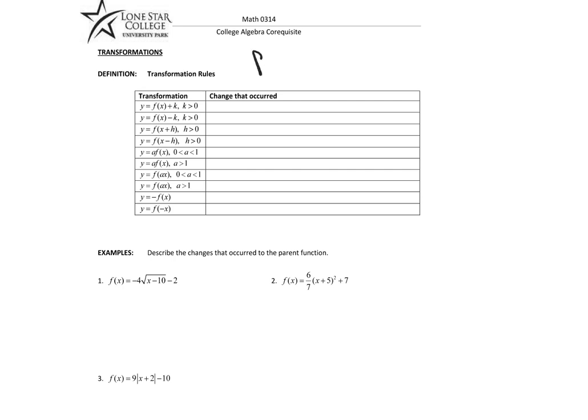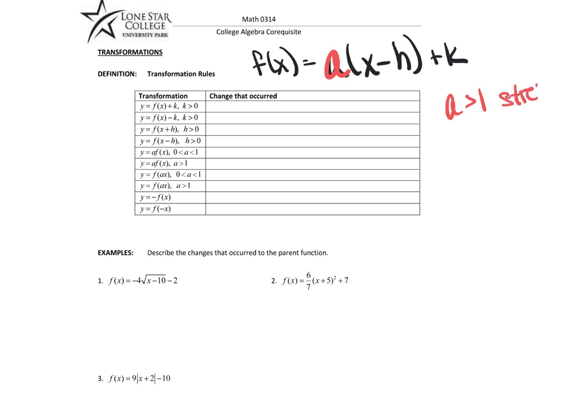f of x, also known as y, is equal to a times f of x minus h plus k, where a greater than 1 normally stretches, a less than 1, a in between 0 and 1, is going to shrink, negative a flips.